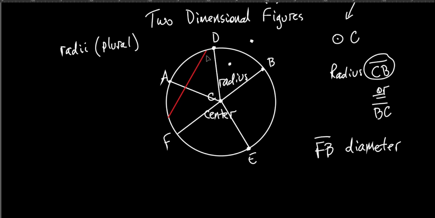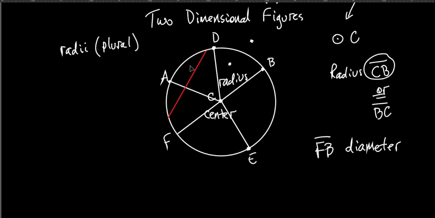Is it a radius? No. It's a line segment, but it's not coming from the center. We don't say middle; on the circle we always call it the center. It doesn't hit the center of the circle. It's not a diameter because it doesn't hit the center. It's just a line segment that connects 2 points on the circle, that doesn't necessarily go through the center.